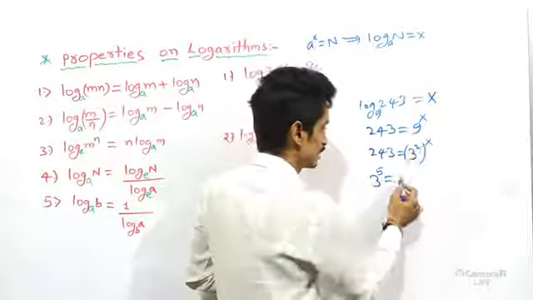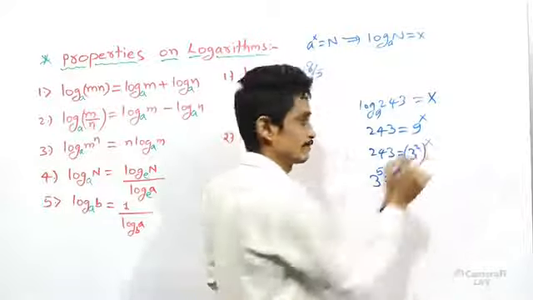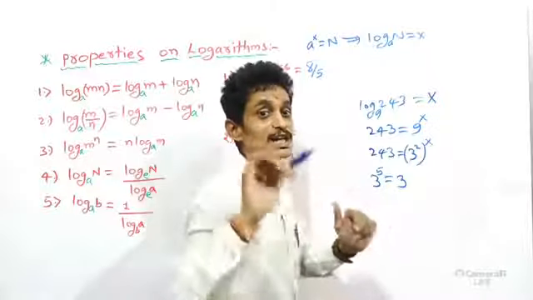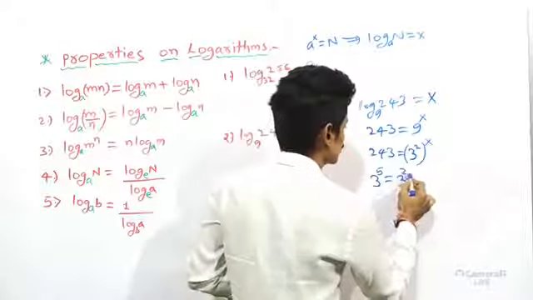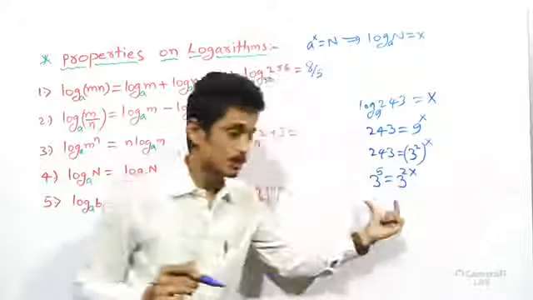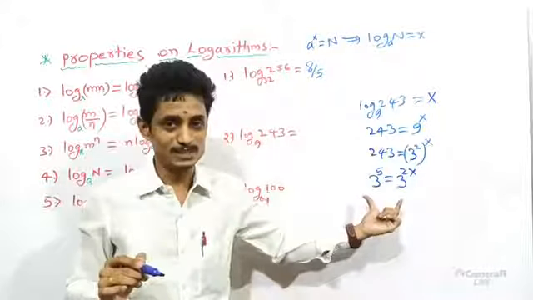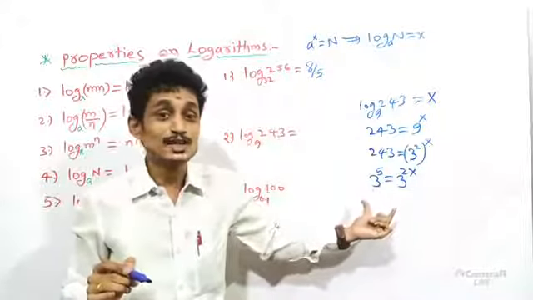Here the third law of exponents: a power m whole power n is a power mn. It means 2 times x. Once again we got the same bases. At this time, what can we do?